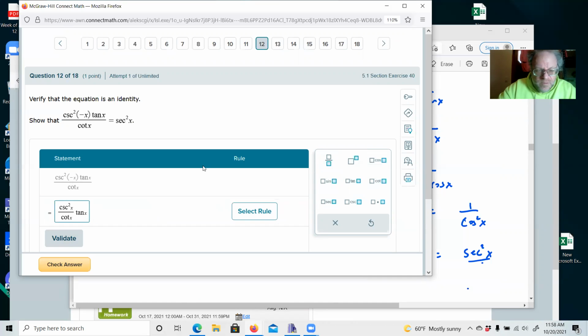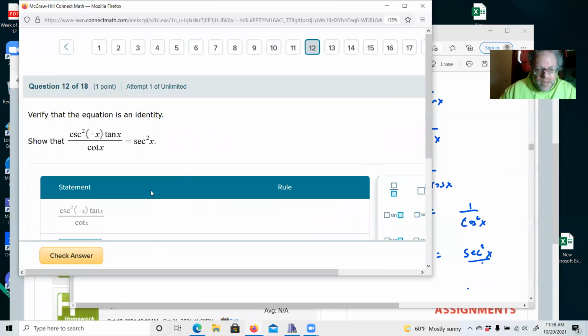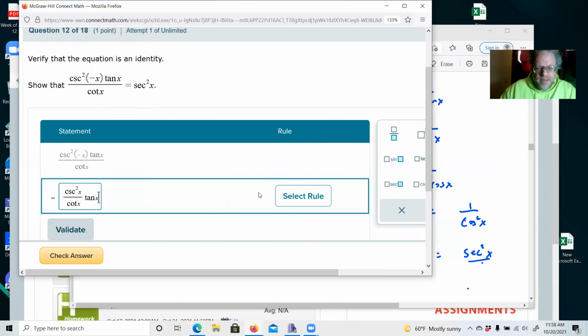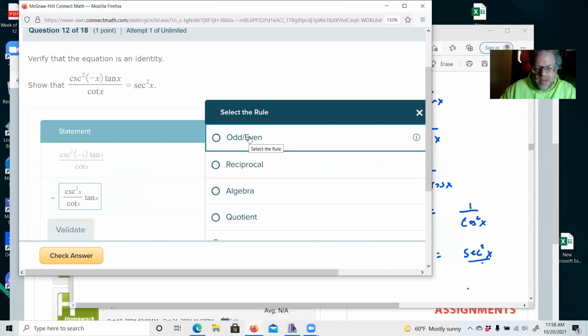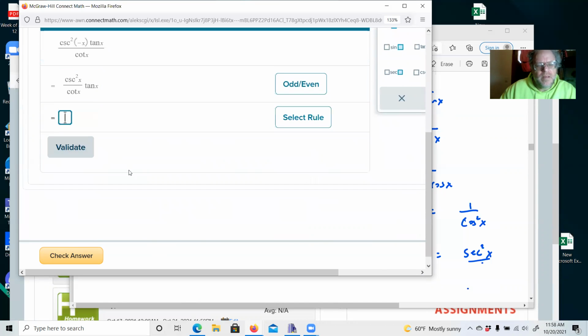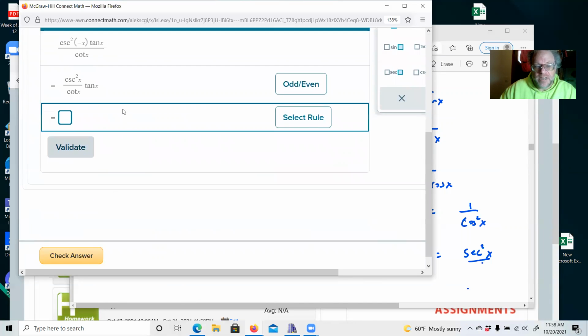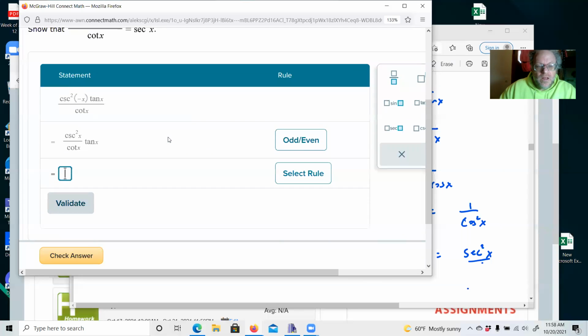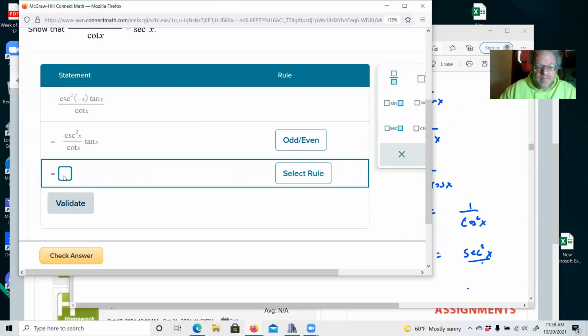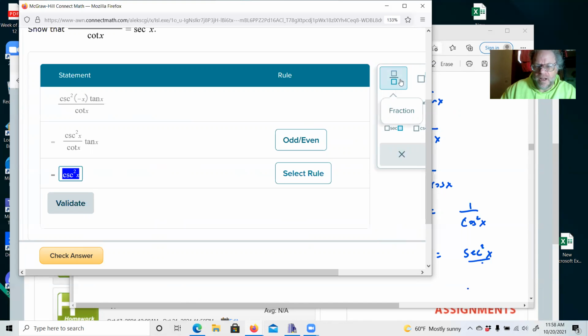It seems weird. I'm going to press Control plus. That will make it a little bit bigger, so you can see that. And select rule, I'm going to say odd and even. Okay, validate. I wonder if it's going to have me check the answer here at the end. Then we're going to see, how about we look at cosecant squared x? I'm going to need a fraction button here. So let's put this in our fraction.